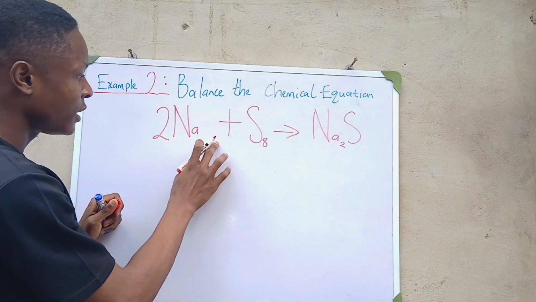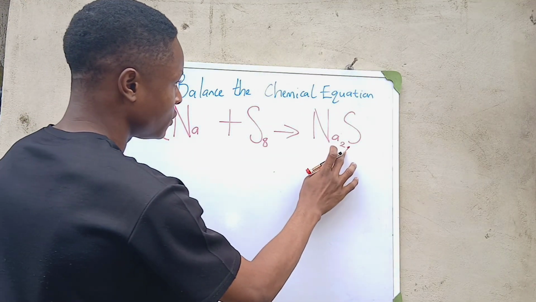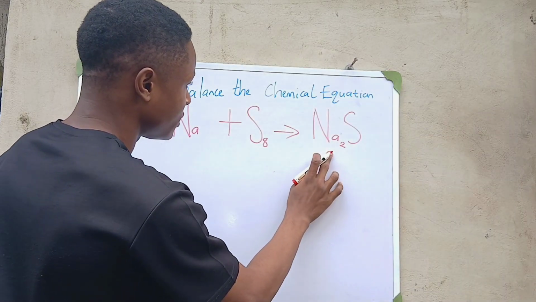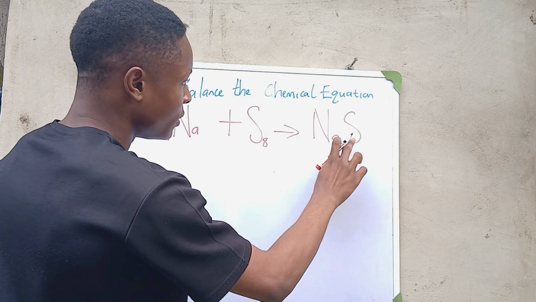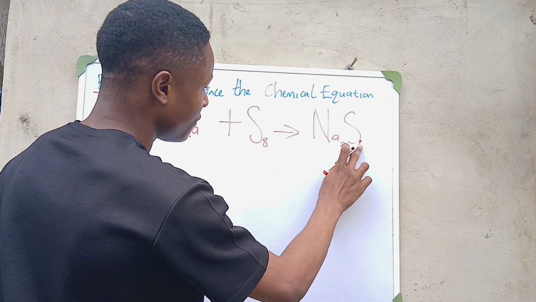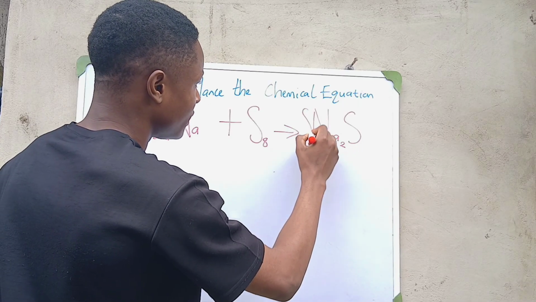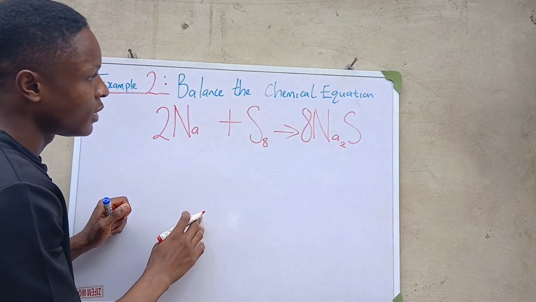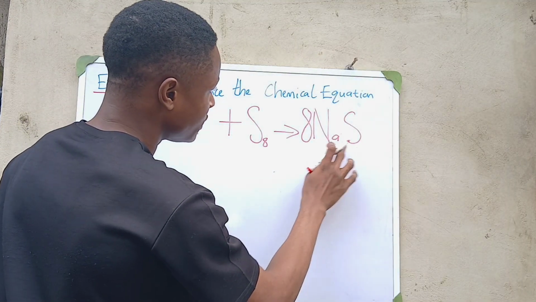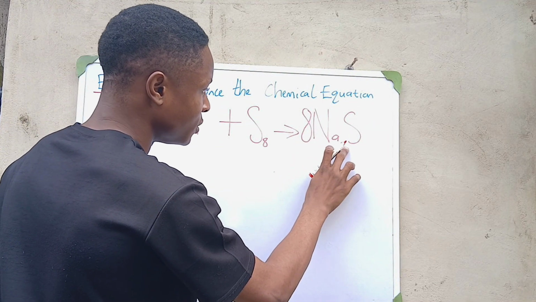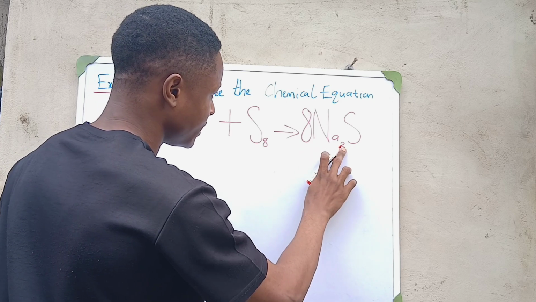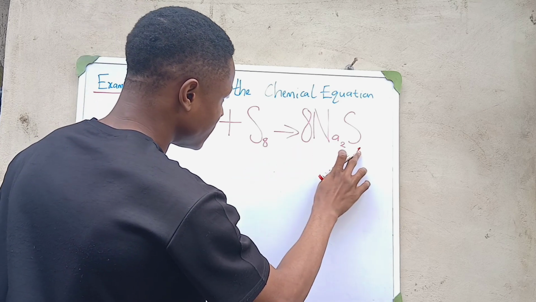So we have 2 atoms of sodium here and we have 2 atoms of sodium. Sodium is balanced. Now to balance sulfur, we need to add 8 here. So we have 8 atoms of sulfur. So sulfur is 8, but this 8 affected the sodium, making sodium 16.